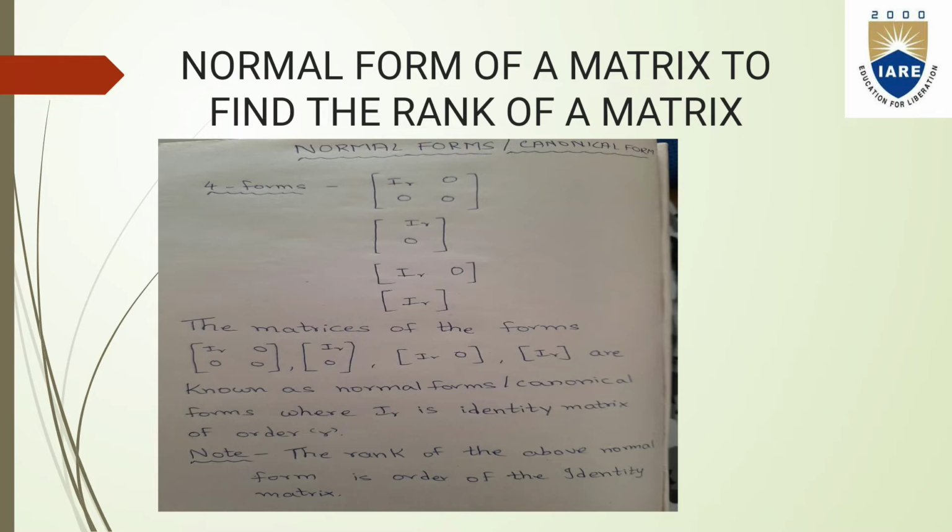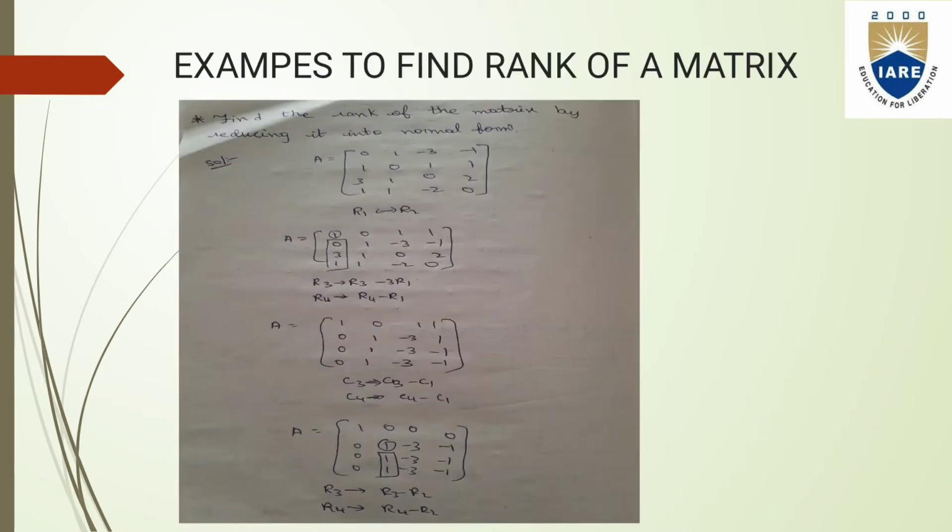Here we have to note a point: the rank of the above normal form is the order of the identity matrix. So let us look at the example. Example to find the rank of the matrix. Here we have taken a 4 by 4 matrix.